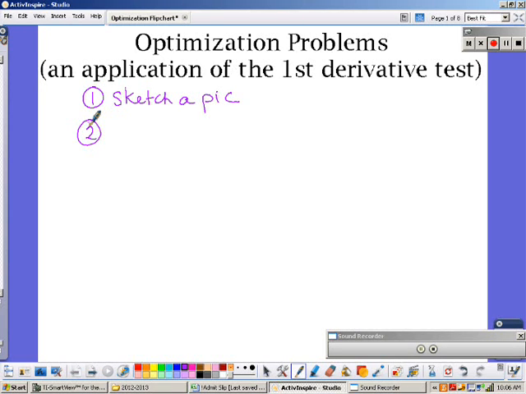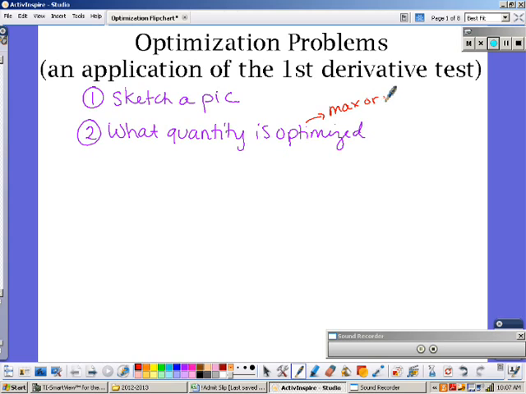But our goal is to figure out what quantity is being optimized. And what we mean by optimized is we're trying to find the max or the min of something. And that's why it's an extension of the first derivative test. Once we've figured out what quantity is optimized, then we're actually going to write an equation about that quantity.